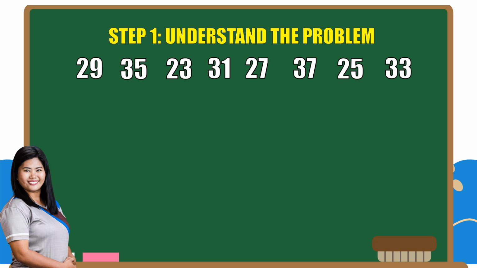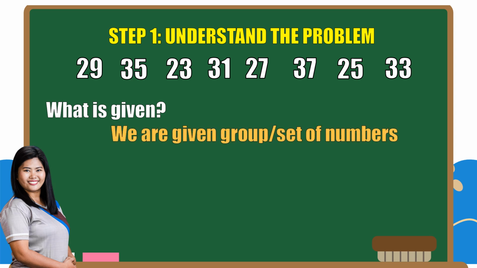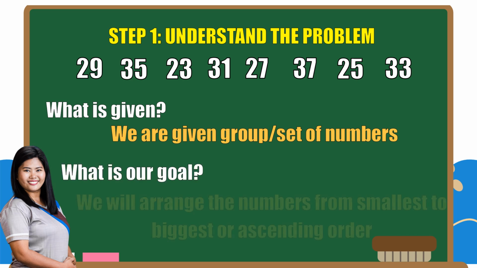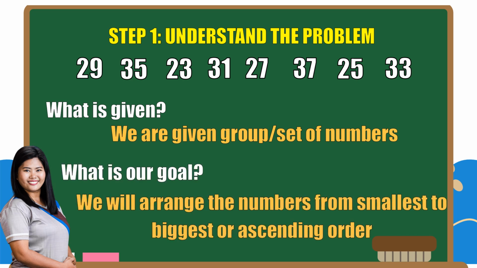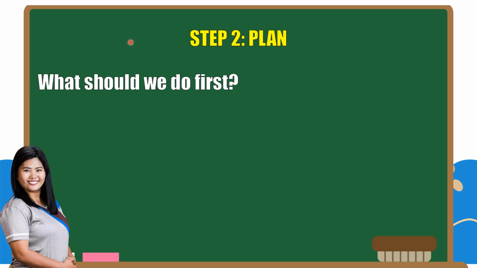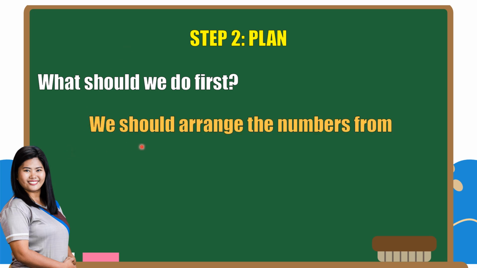So for step number one, we have to understand the problem. What is given? We are given group or set of numbers. What is our goal? We will arrange the numbers from smallest to biggest or in an ascending order. For step number two, we have to plan. What should we do first? We should arrange the numbers from smallest to biggest.